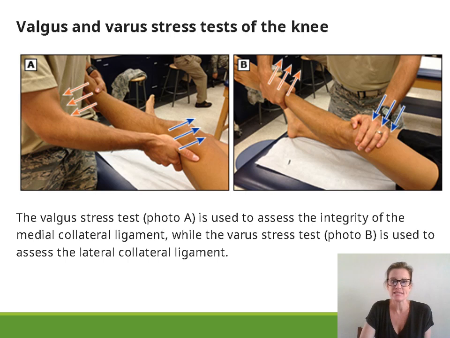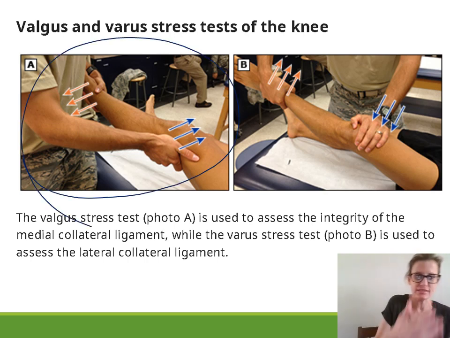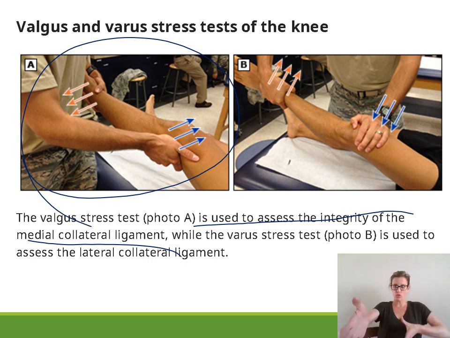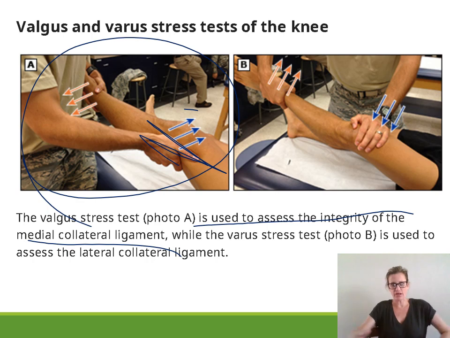So in order to test the integrity of the MCL to see if it's doing its job, we can do the valgus test. Here in A, this is showing us the valgus test, again, to test the integrity of the medial collateral ligament. So you can see the knee is being pushed inward, right? So the knee is being stabilized inward, while the foot and ankle are being angulated outward laterally. So you have to stabilize the knee here, because otherwise, if you just pull out the foot, you're going to move the whole leg.